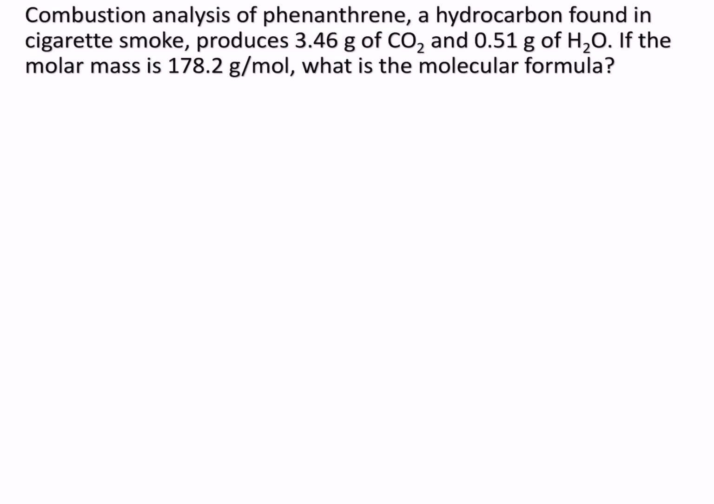We have phenanthrene, which is a hydrocarbon that is found in cigarette smoke, and when you do the combustion analysis, you obtain 3.46 grams of CO2 and 0.51 grams of water. The molar mass of phenanthrene is 178.2. What is the molecular formula of phenanthrene? So remember, we are going from grams of CO2 to moles of CO2, and then to moles of carbon. At that point we have moles of carbon. We don't have to do anything else. We just do our analysis as we've been doing.